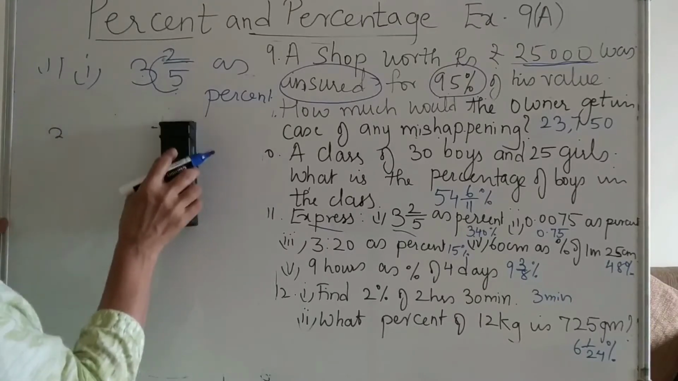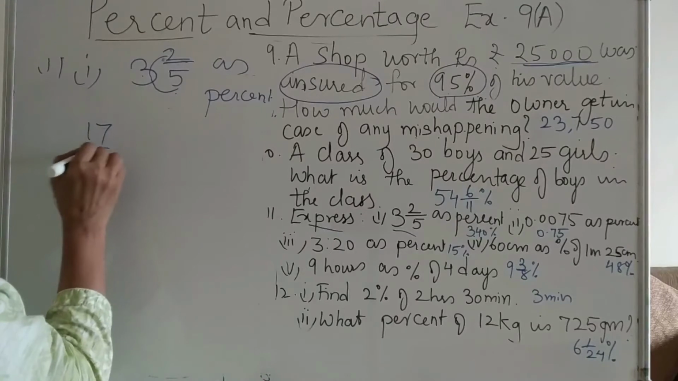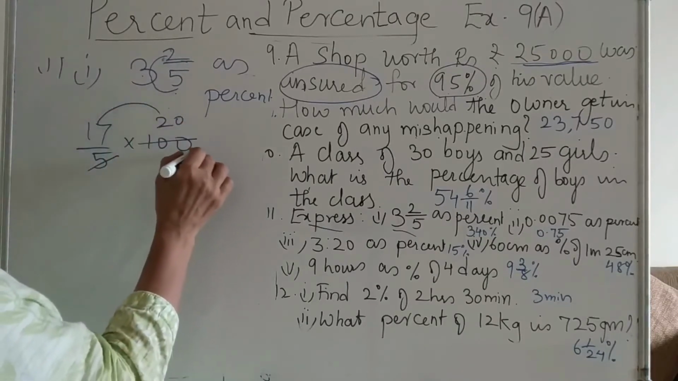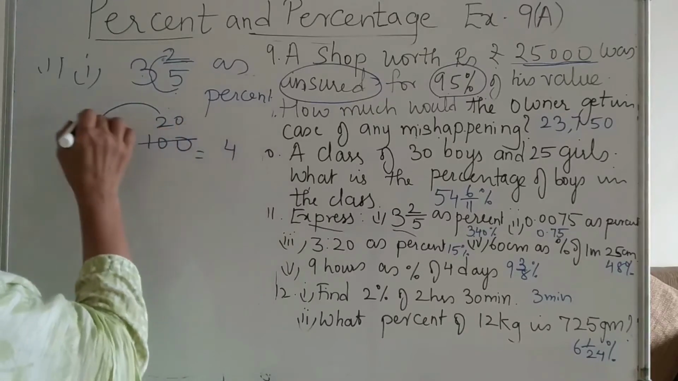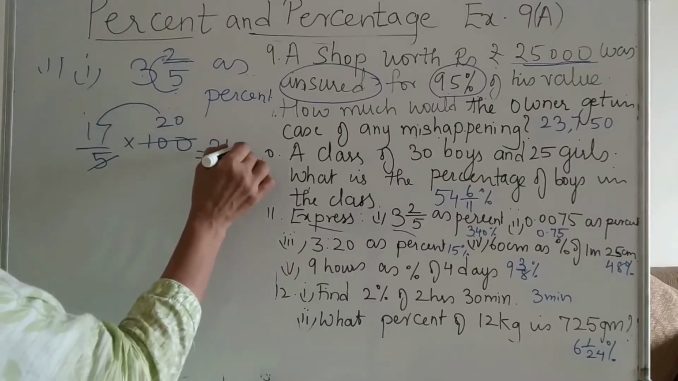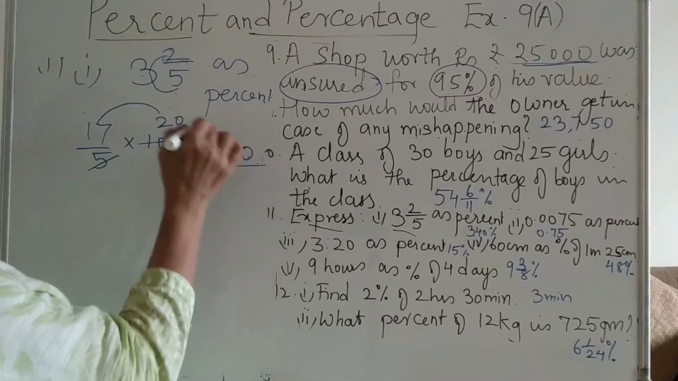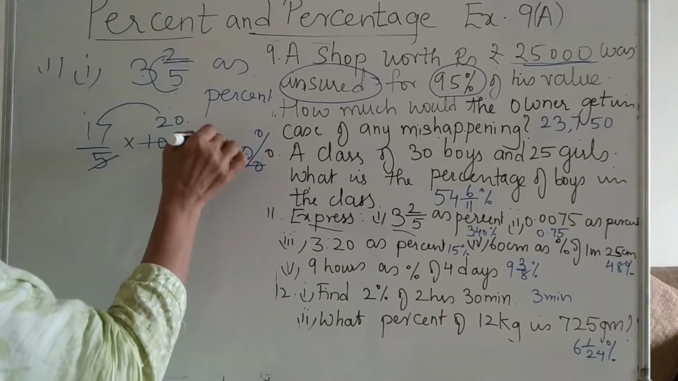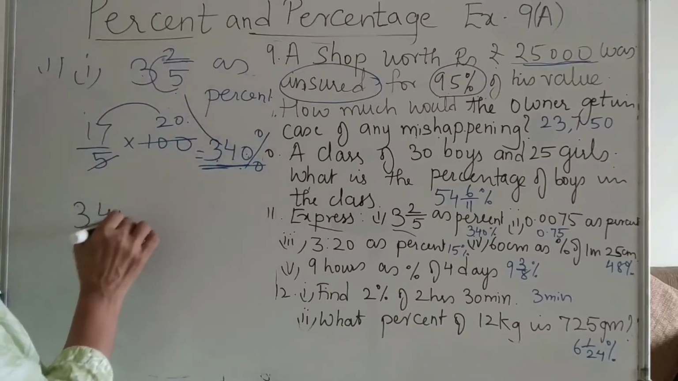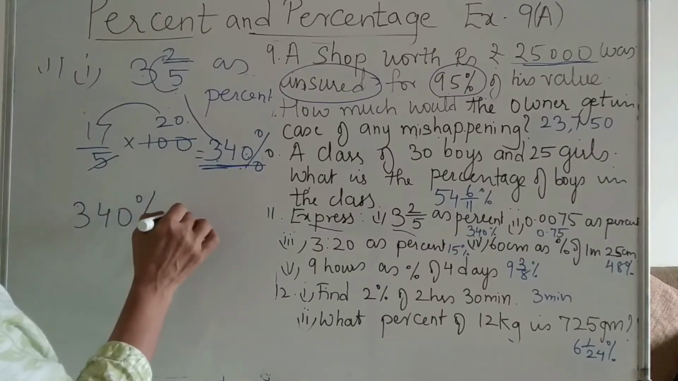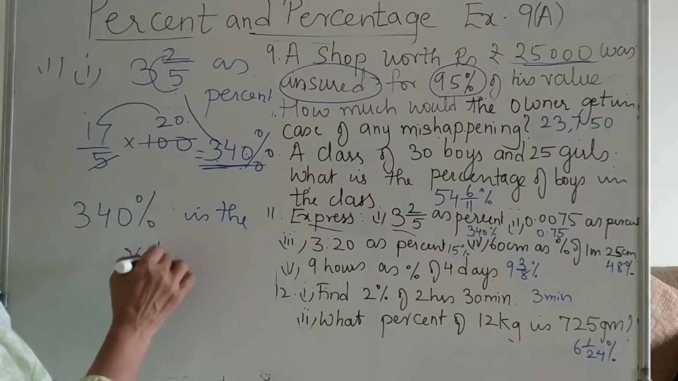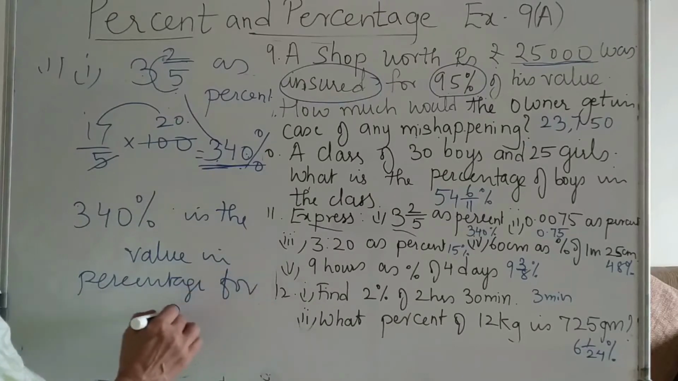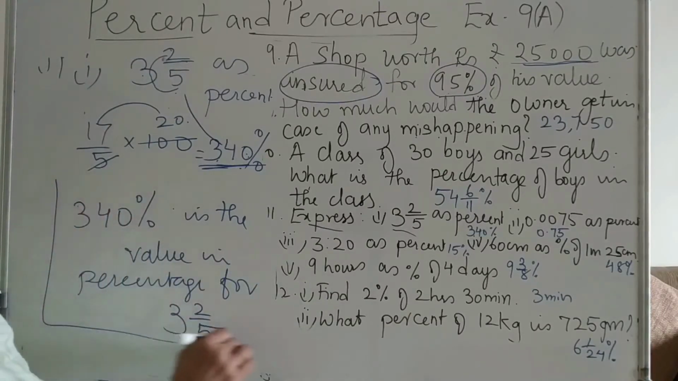Now this 17 by 5 you multiply by 100. 17 by 5 into 100. 5 20s are 100. 17 into 20. 7 2s are 14, 1 carry. 2 1s are 2, 3. 34. Add this 0, 340%. So now this 340 is the percent of this value. 340% is the value in percentage for 3 2 by 5. So this is the answer.